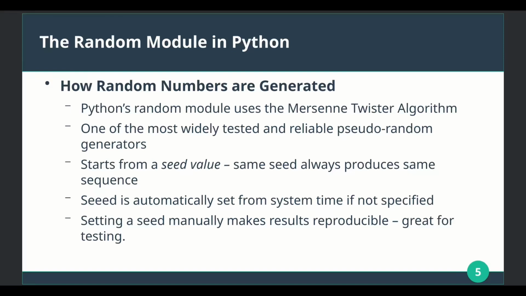But if you supply a static seed value which remains the same, it's likely that your random numbers are going to be the same when you generate them over and over again. That is, setting your seed value manually makes your result reproducible.